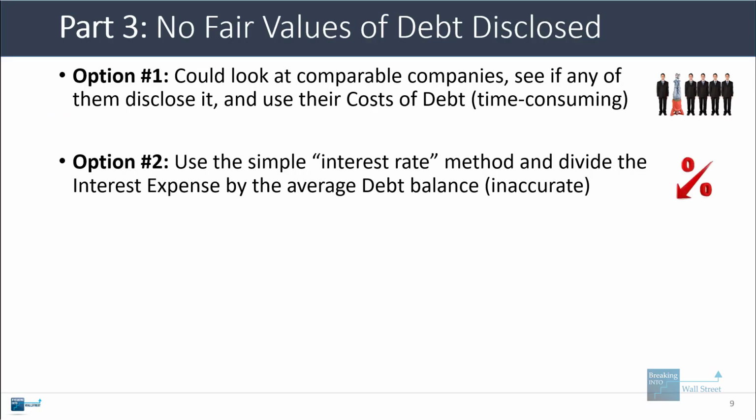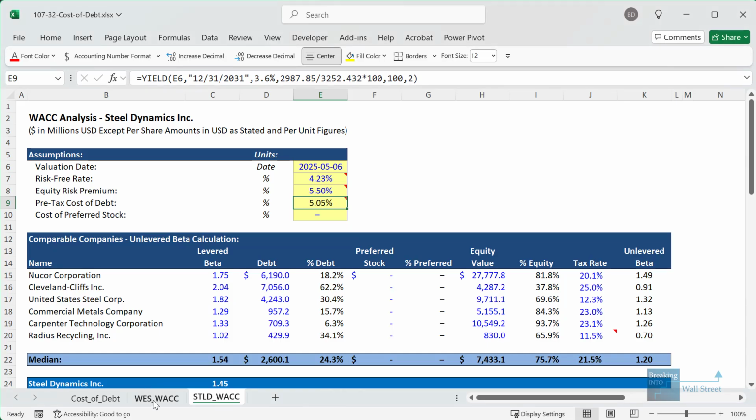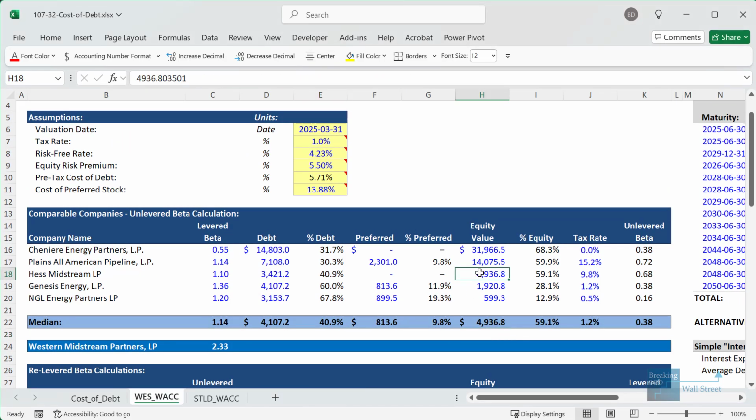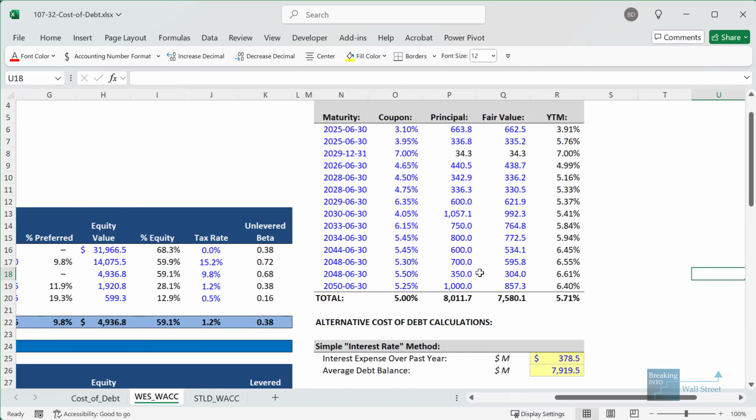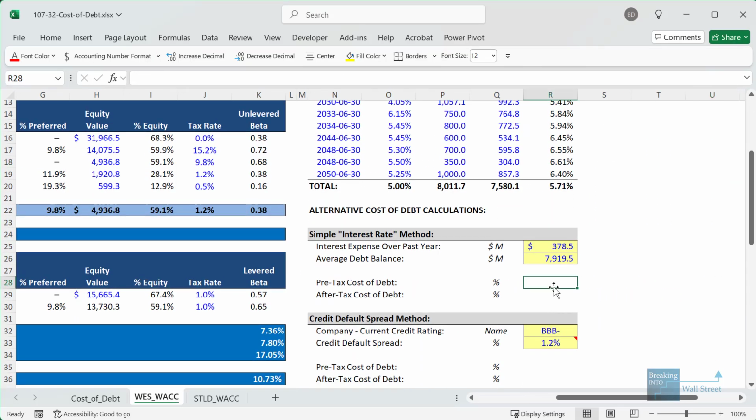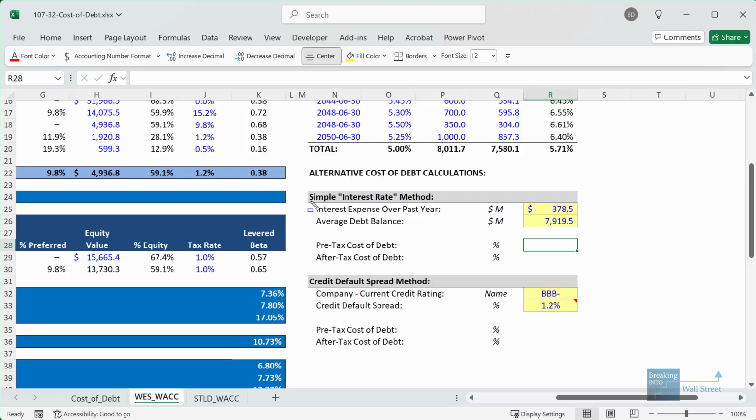You could also use the simple interest rate method and just take the company's interest expense and divide by its average debt balance. Now, this is very simple. The downside is that it doesn't reflect current market conditions. It reflects market conditions at the time the debt was issued, which is not really what we want with the cost of debt. But if you want to see an example, I have the company's interest expense and their average debt balance over the past year for 2024 right here.